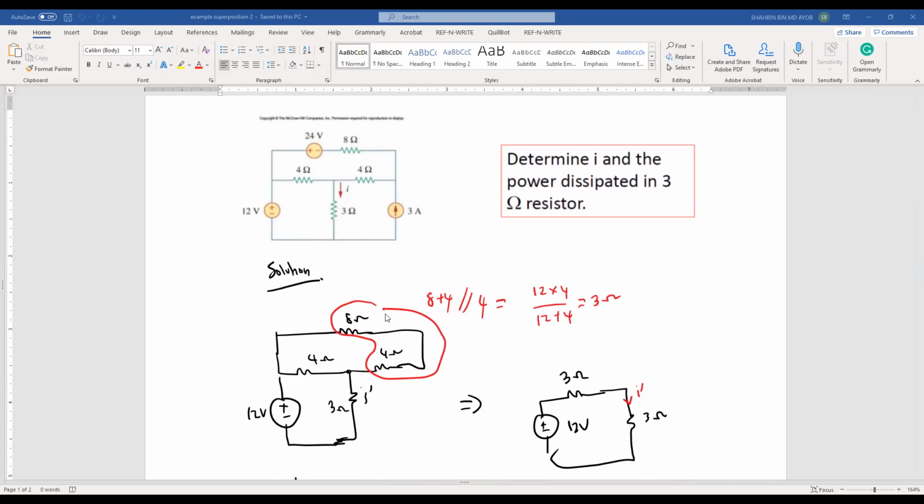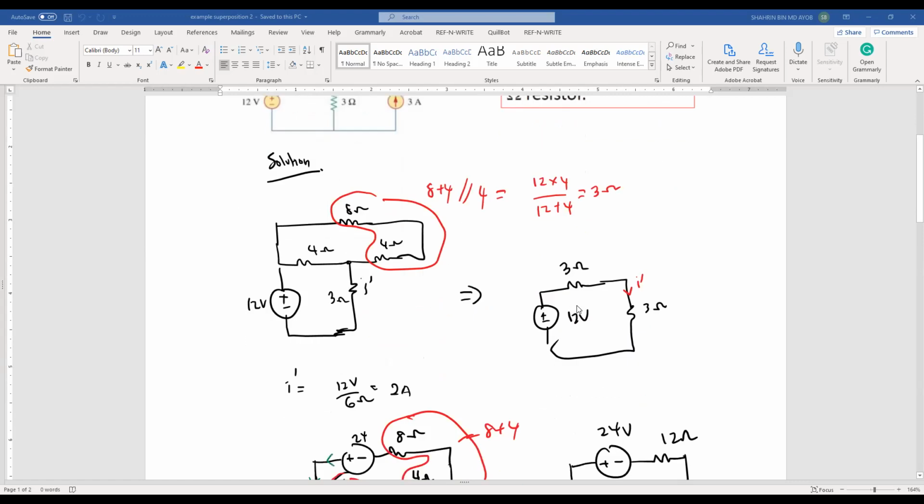Right now, as you can see, the circuit can be simplified. But make sure that the information about the current does not disappear. Since this is I1 prime here, it stays in the same position, I1 prime. So you only simplify the other resistors: 8 in series with 4 and parallel with 4, so you get 3 ohms. From that, the circuit is actually a series circuit, so you will obtain I prime is 2 amperes.